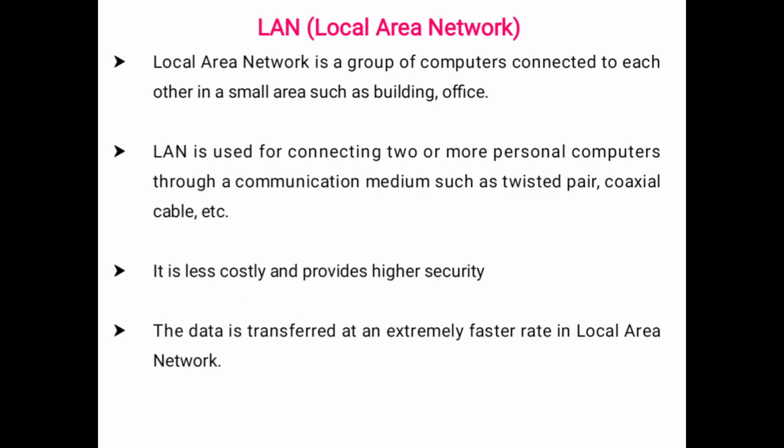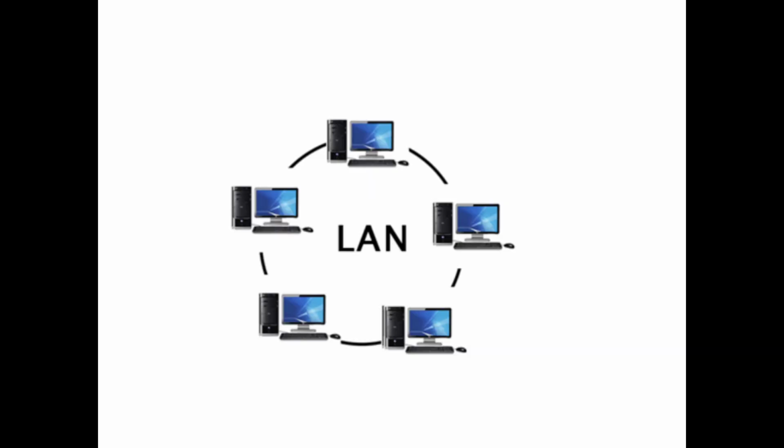So what is meant by a LAN? A local area network is a group of computers connected to each other in a small area such as a building or office. LAN is used for connecting two or more personal computers through a communication medium such as twisted pair, coaxial cable, etc. So it is less costly and provides higher security. The data is transferred at an extremely faster rate in a local area network. So this is the pictorial representation of a LAN network.